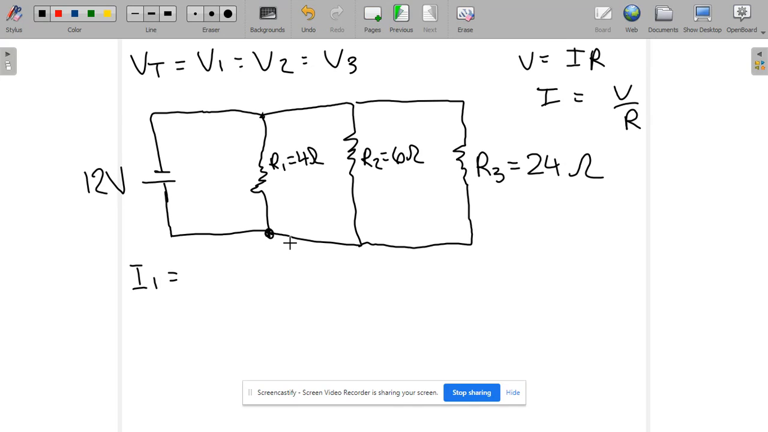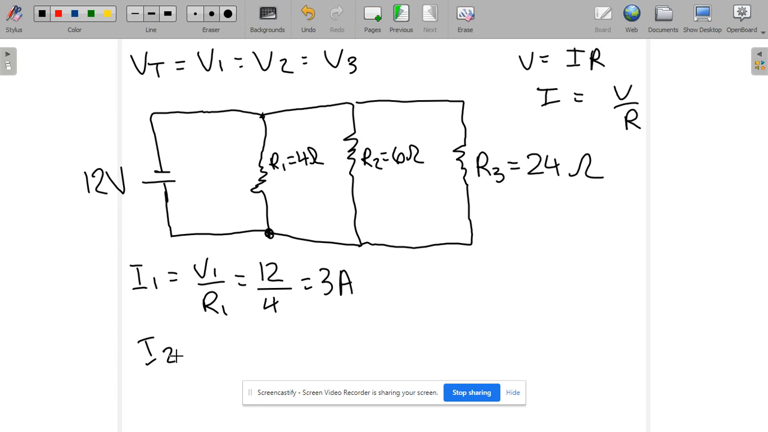I can do this directly because I know the voltage and I know the resistance. So I1 is equal to V1 over R1. V1 is 12 volts because, well, everything's 12 volts. So we're going to go 12 over 4, and that's equal to 3 amps.